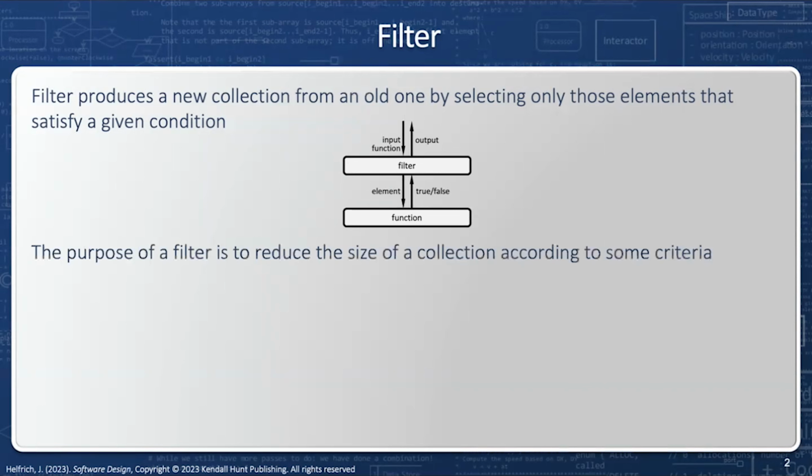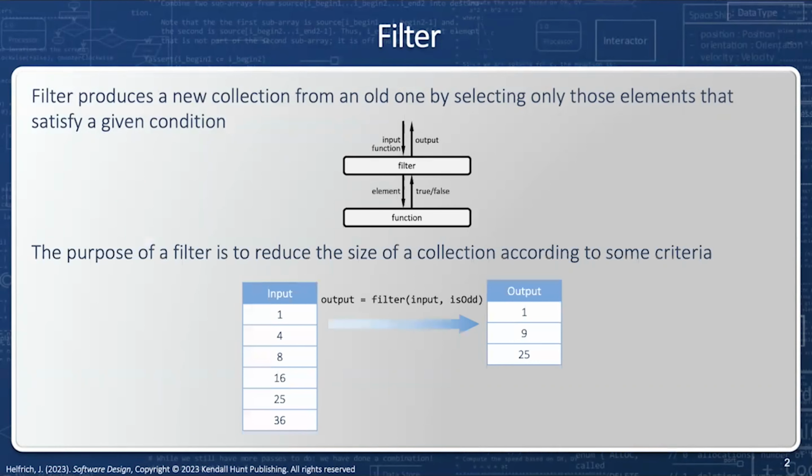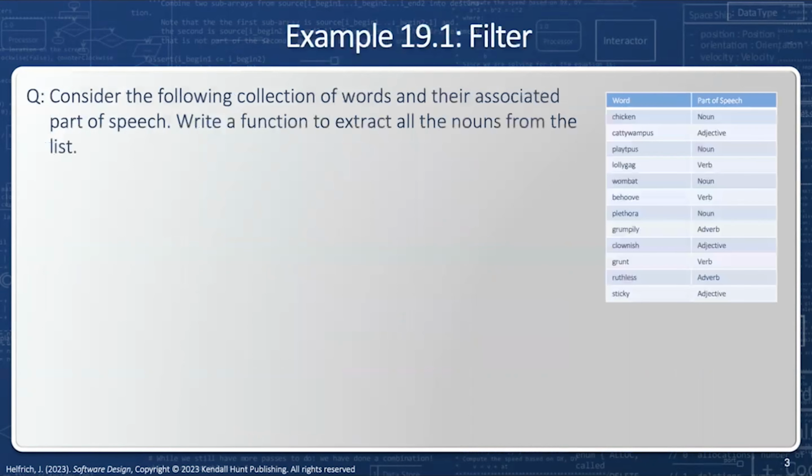So to demonstrate how this works, let's say we have an input that has some values 1, 4, 9, 16, 25, and 36. Now, when I say filter, the input and is odd, then it's going to create 1, 9, and 25 because only 1, 9, and 25 are odd, where 4, 16, and 36 are even and they don't count. So here's another more complicated example.